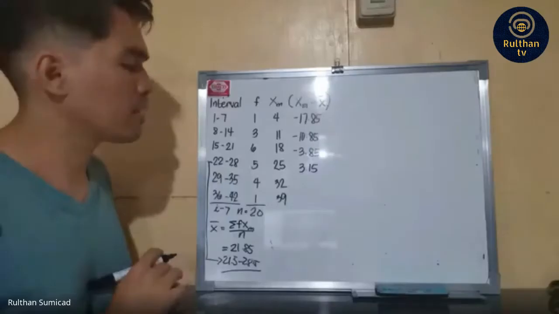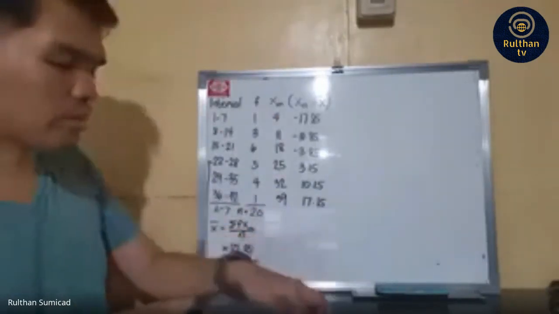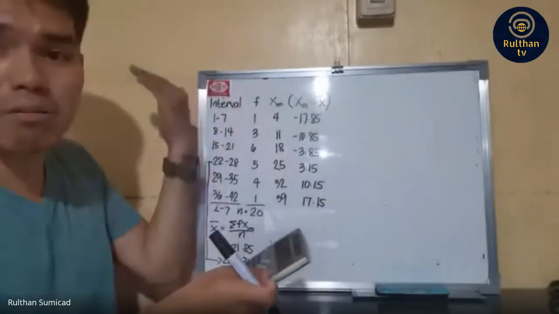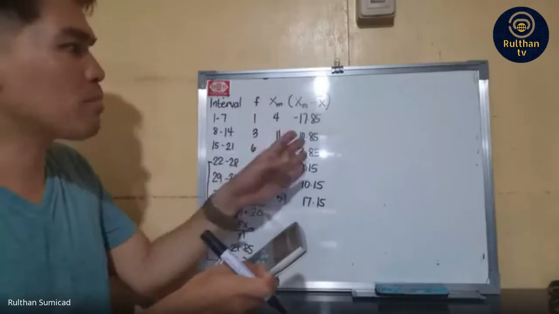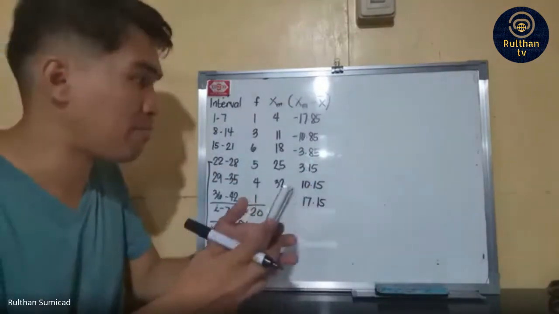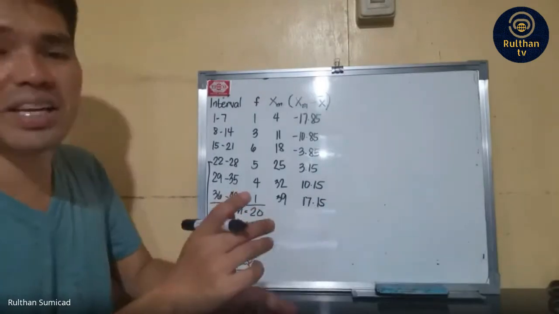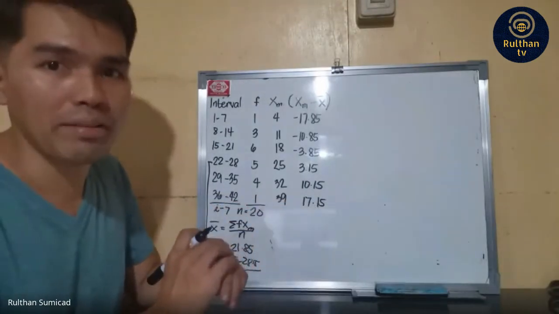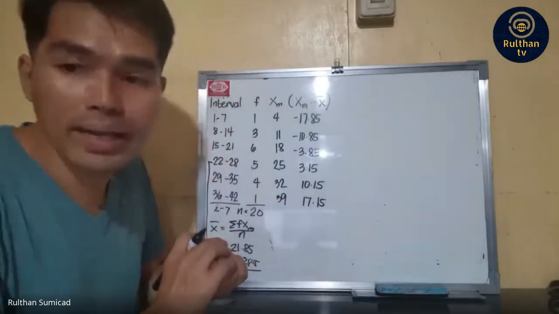-10.85, sir. -10.85. Negative 3.85. 3.15. 10.15. 17.72. If you try to add this all together, what will be the result? Because in our ungrouped distribution, once you add this column, the result is 0. I don't know if this time it is still 0. The answer is not 0, but negative 2.5, 2.1.